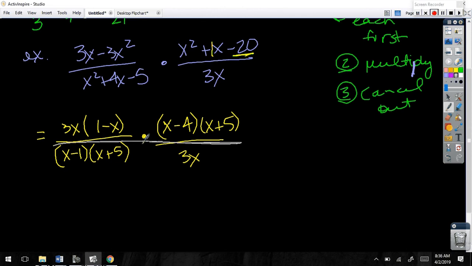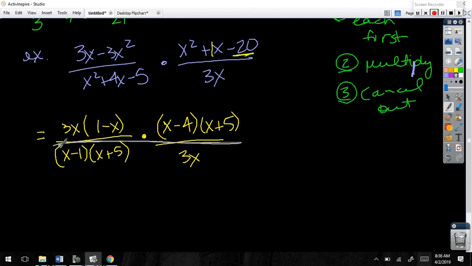Now, here's what I do because I work smarter, not harder. Everything's multiplied. I don't rewrite it. I just do that, right? Because that implies multiplication. Top times top and bottom times bottom. That's fine, as long as every plus or minus is enclosed in a parenthesis, and it is.